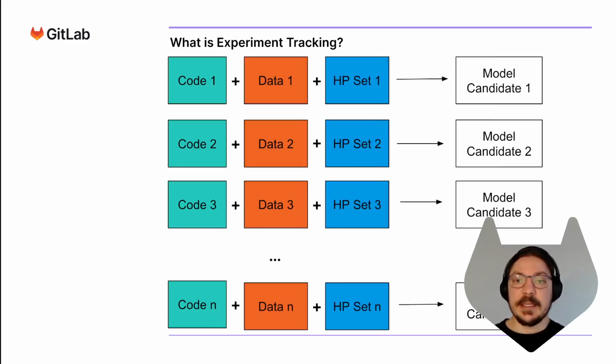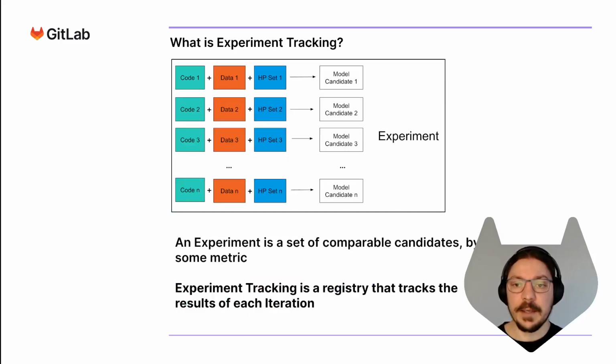An experiment in this case is a collection of different model candidates that are comparable, for example based on the model metrics that they achieve. They are a collection of candidates trained on different code, on different data, on different hyperparameter sets, but that are comparable in some way or another. And experiment tracking is a registry where you save all of these experiments, right? So this is what we're trying to build over here.